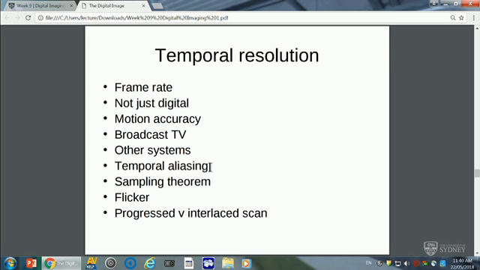Now, for example, with a child, you can have the heart beating up to maybe 120, 150 times a minute. Therefore, you're going to have to have 300 frames a minute. So it depends on what you're actually looking at. But the sampling theorem applies here. You've got to sample twice the motion rate to get all the information.